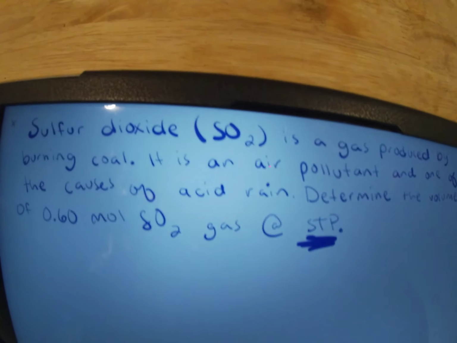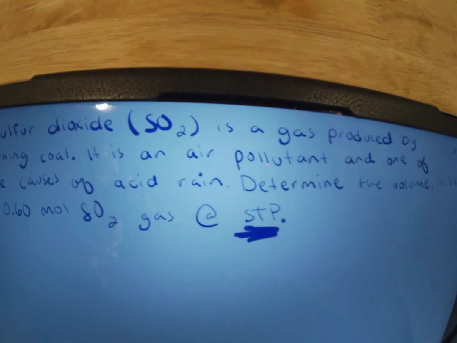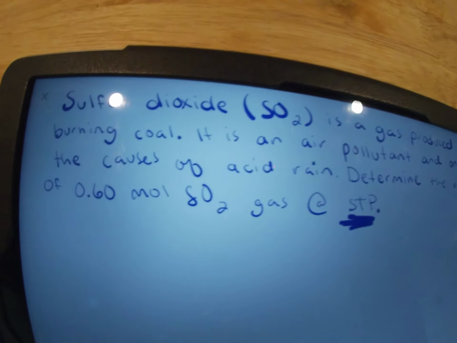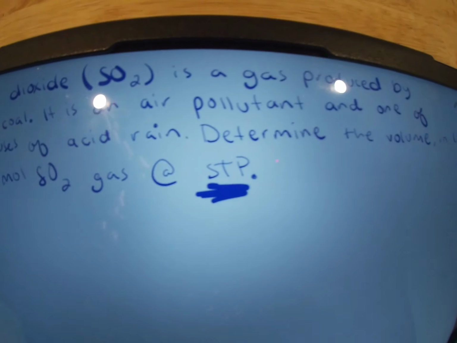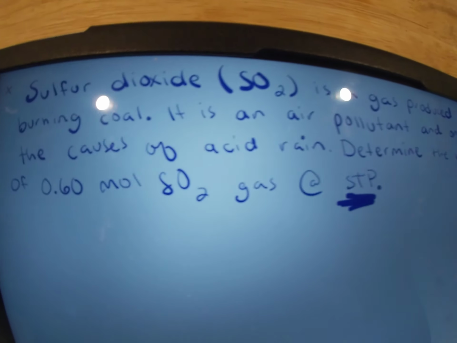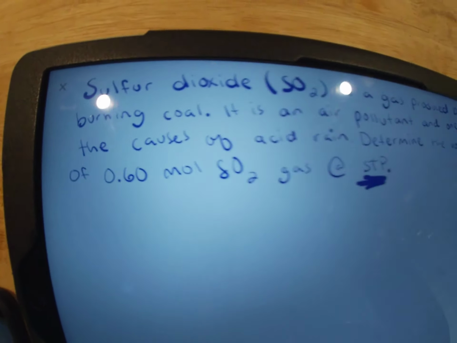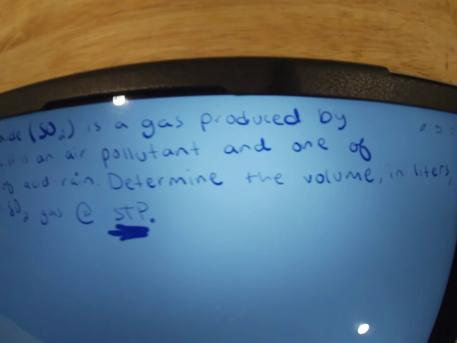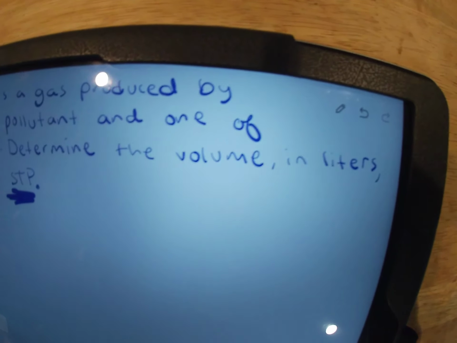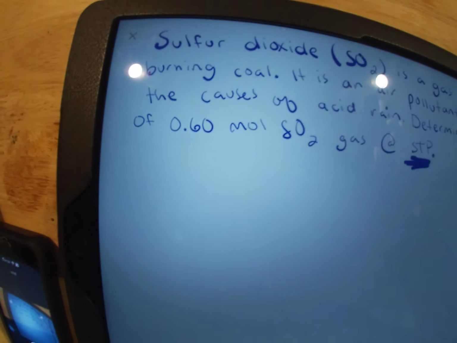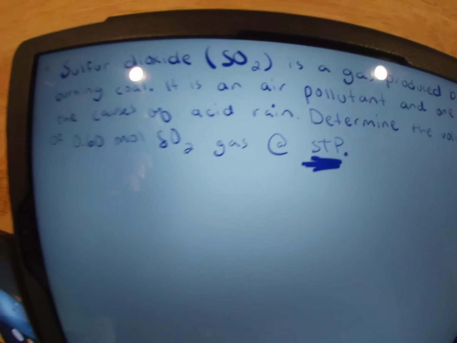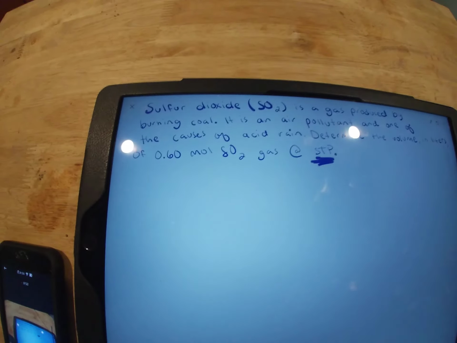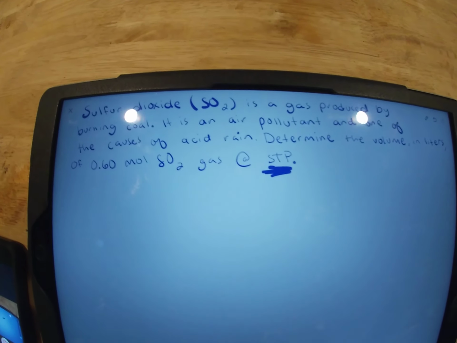Sulfur dioxide, SO2, is a gas produced by burning coal. It is an air pollutant and one of the causes of acid rain, which is pretty cool. Determine the volume in liters of 0.6 moles of SO2 gas at STP. We're going to just tackle these problems as we're used to.